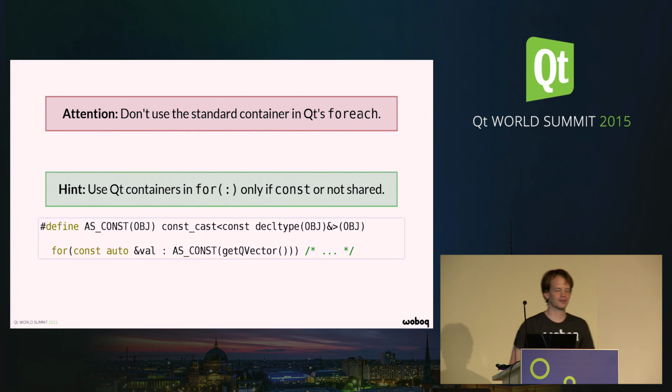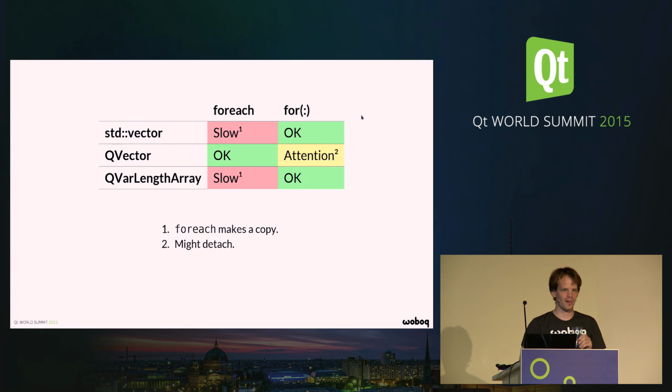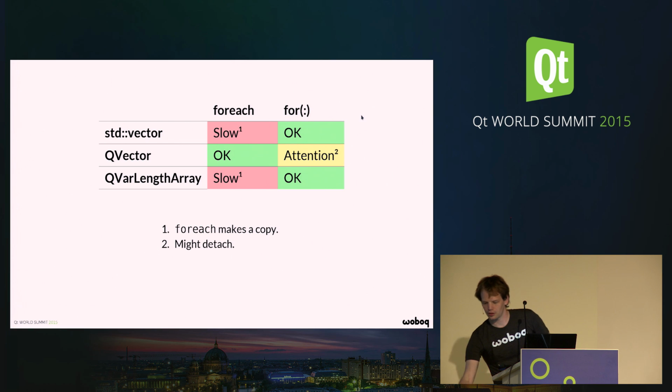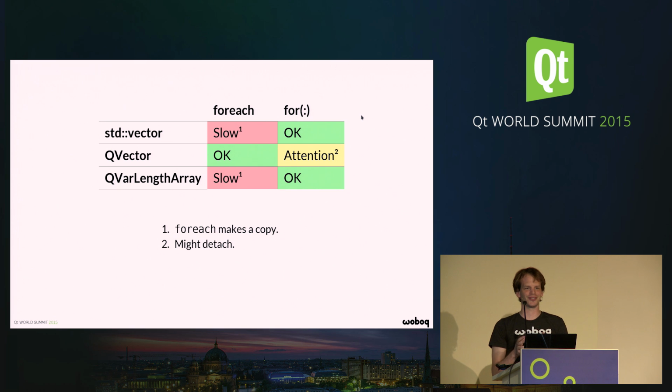Yes, there's a question. You say that QVector might detach. At least in the QList implementation, it always detaches. But what does "might" mean here? So the question is, why is it "might" and not "always"? I didn't know about QVector.